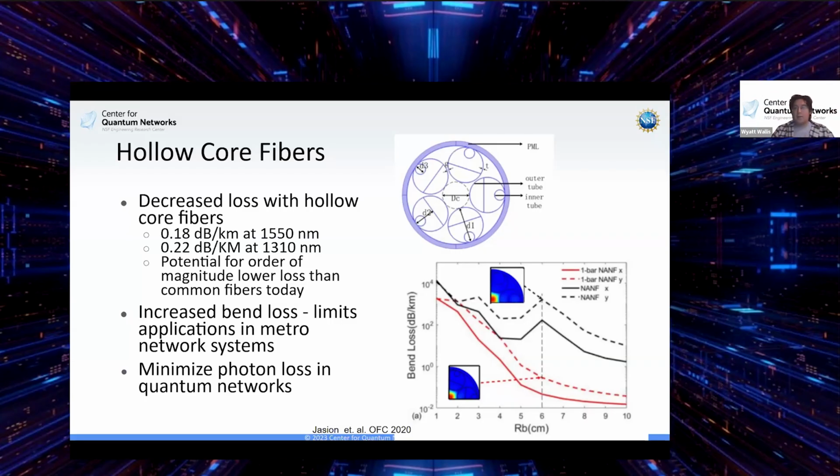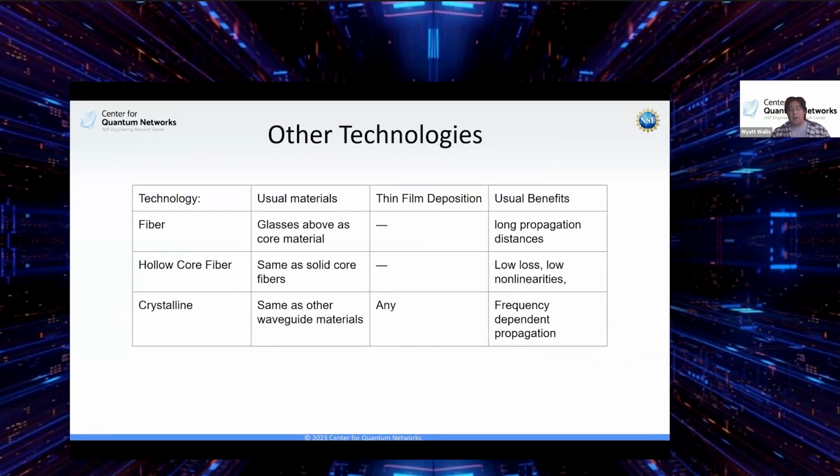So if you take these hollow core fibers and you keep bending them around, then you'll lose more of that information. You don't want that to happen. So when you're making that decision between paying the cost for the hollow core fiber or the normal fiber, you ought to consider those things.